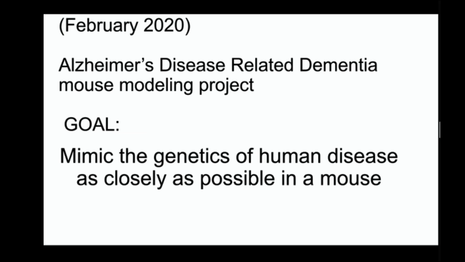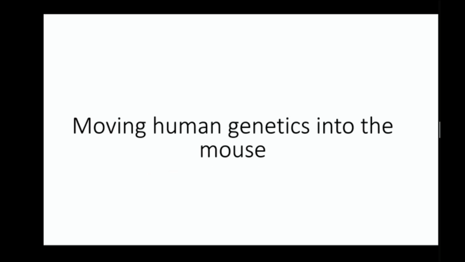Setting the scene. So February 2020, we were 5 months into a new project to model Alzheimer's disease-related dementias. The goal of this project was to mimic the genetics of the human disease of dementia as closely as possible in the mouse. To do that, it was based on new technology that we've been developing. And to move the human genetics into the mouse, what I really mean is that we had to move the human genes into the mice.